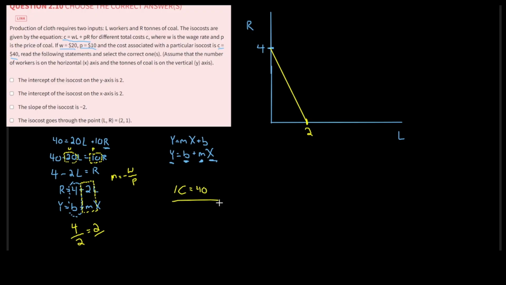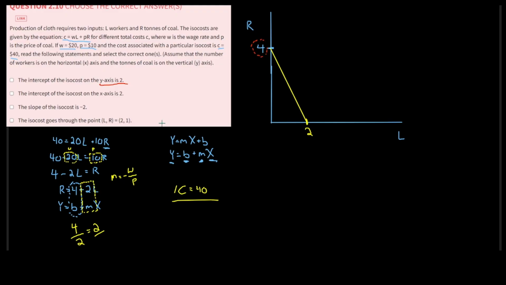And let's go now work through our potential answers and see which one is actually the case now that we have something to look at. So the first one here, the intercept of the isocost on the y-axis is 2.